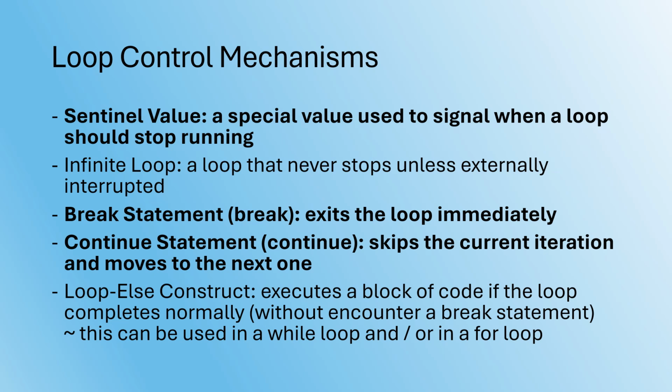Loop control mechanisms. A sentinel value is a special value used to signal when a loop should stop running. A break statement, break, is a statement that exits the loop immediately after it's run. A continue statement skips the current iteration and moves to the next iteration of that loop.